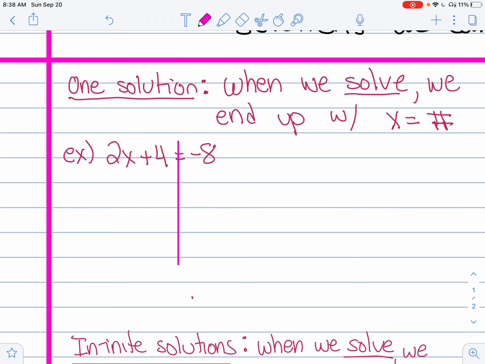So the first thing I want to get rid of is this plus 4. I'm going to get rid of that by subtracting 4 on both sides. And when I do that, my 4's cancel. I bring down my 2x and my equal sign. Negative 8 minus 4. These are the same sign, so we keep the sign and then we add the numbers. 8 plus 4 is 12. So I have 2x equals negative 12.